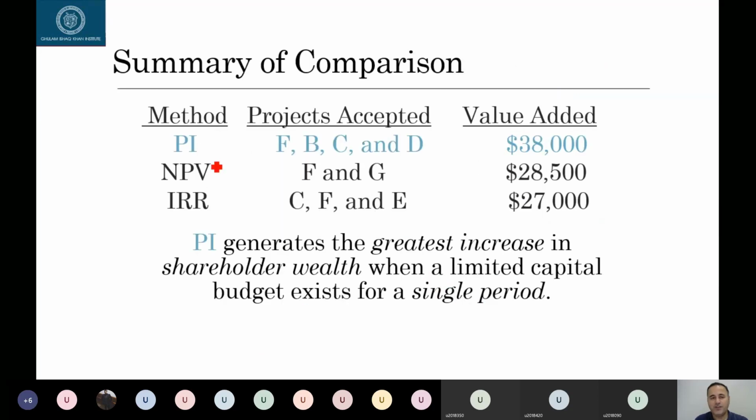Now, this is the fun part, as I said. If I choose projects based on profitability index, she will choose F, B, C, and D, and it will result in a $38,000 increase in shareholders' wealth. But if I choose based on NPV, it will add $28,500 to the shareholders' wealth. And then IRR is $27,000. So if she is constrained to spend only $32,500, which means that there is a budget constraint, she is better off to use profitability index as a ranking method, because that one yields the highest value added or highest increase in shareholders' wealth.